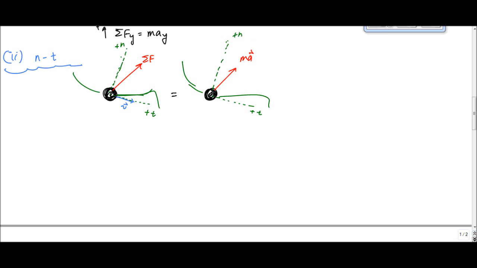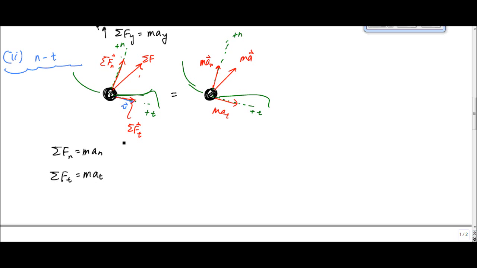And now I would just break these up into appropriate components. This would be the sum of the forces in the n direction, and a sum of the forces in the tangential direction. And here I'd have a m a_t and an m a_n, okay? Again, the summation of all the forces in the n is equal to m a_n. Summation of forces in the t is equal to m a_t right here.